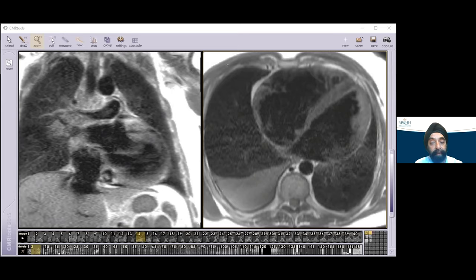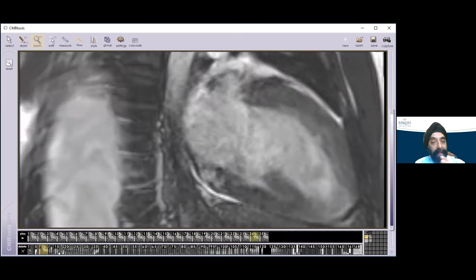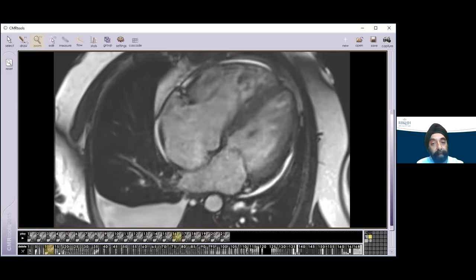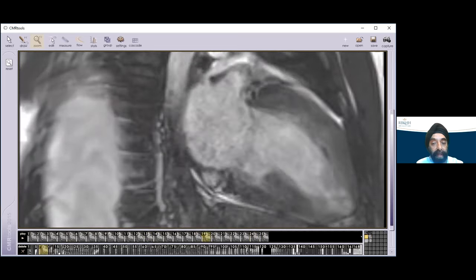But there were a couple of features that didn't quite sit well with amyloidosis. And that was that the right ventricle was enlarged and the wall was thin. And the areas where we see a lot of the sparkling appearance were predominantly of the septum, with hindsight, and not so much in the other walls. So I think these are the alternative thoughts.